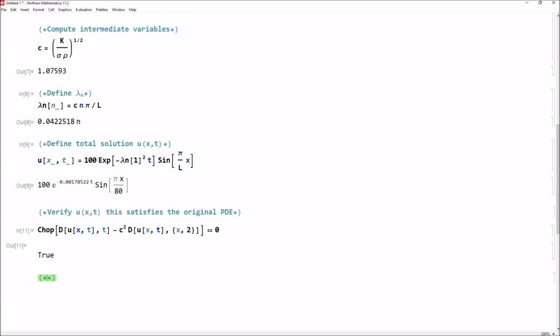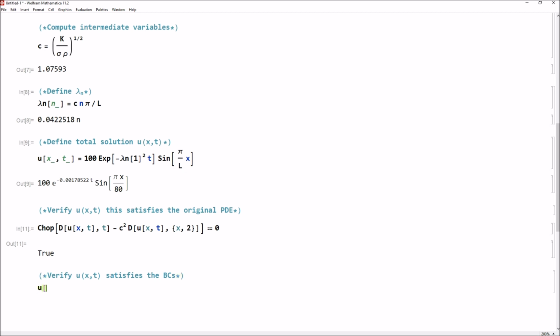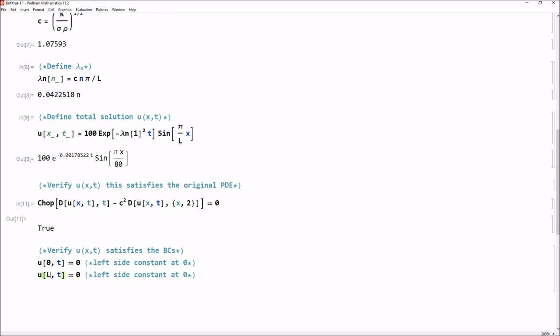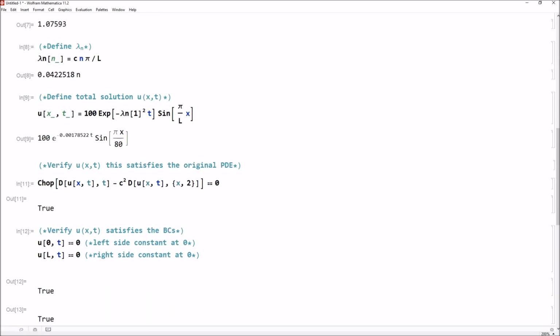So let's go ahead and check now. Does this u of x,t satisfy the boundary conditions? In order to do that, we said, all right, u of 0,t better equal 0. So this was our left side, constant at 0. And then we also had to check the right side, when x is equal to L, that was constant. And there we are, true, true.